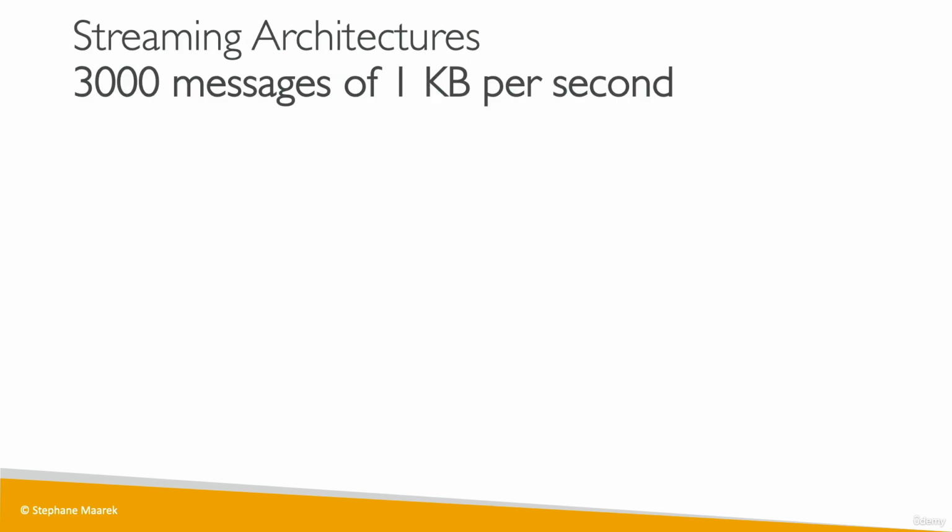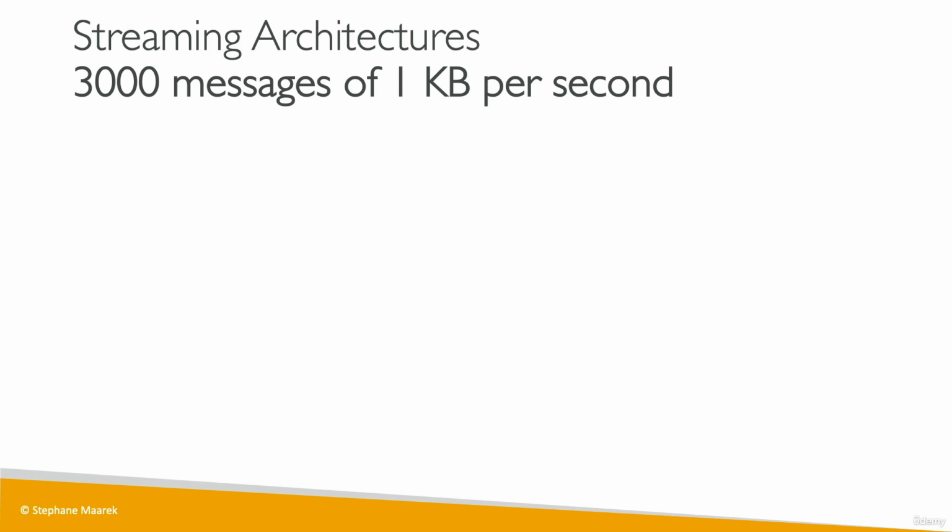Another architectural discussion we may have is we have different things to do streaming in AWS. Which one is going to be the more cost effective? So let's say, for example, that you plan on receiving 3,000 messages of 1 kilobyte per second. So this is all your data going to be sent to your architecture.